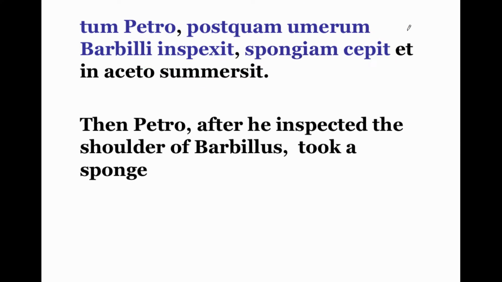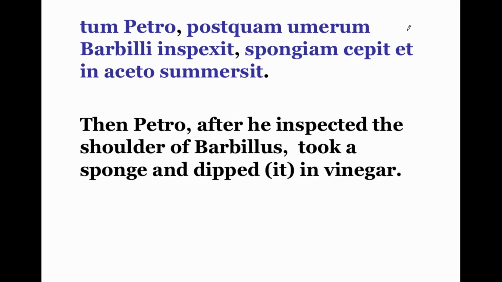So, he took what? Spongiam. He took a sponge. Obviously, our English word sponge is derived from the Latin word spongia. He took a sponge and what did he do? Summersit. He dipped it. Now, we obviously get submerged from this. He dipped, understood it, the sponge. Where did he dip it? In aceto, in vinegar. Okay, so they knew in ancient times that vinegar was certainly slightly acidic, and so it would actually be an antiseptic. And so they're going to use this vinegar-soaked sponge as a way to clean the wound.